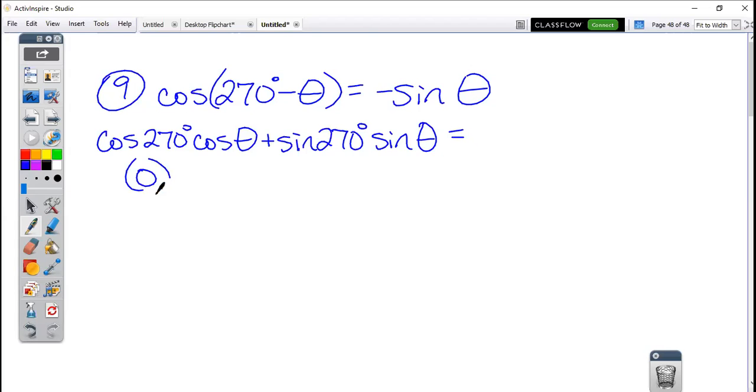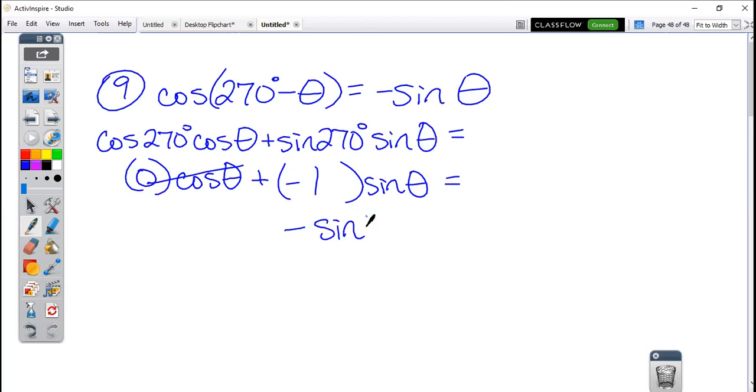0. 0 times the sine of, or excuse me, not times the sine of theta, but times the cosine of theta is going to be 0. So that's going to cancel. Plus the sine of 270 is -1 times the sine of theta. What is -1 times the sine of theta? Negative sine of theta. Like I said, I think that's a lot easier than the first 4 we did. It is. There's a lot going on.